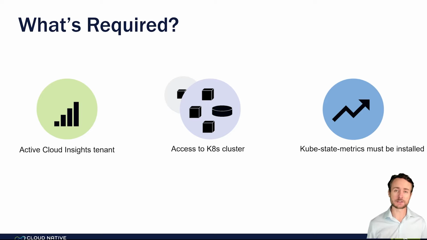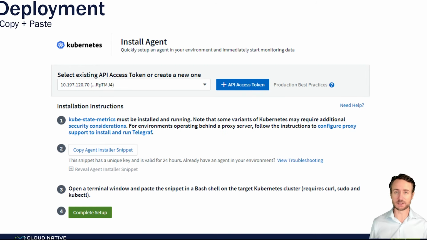Next, you do need access to your Kubernetes cluster. We're going to be running some commands like curl, sudo, and kubectl, so it's important you have access to that cluster. And if you do not, you have access to the cluster administrator who can help us with this. Last but not least, we do need kube-state-metrics to be installed and running. Now, if you're already using something like Prometheus or other monitoring tools, odds are you have kube-state-metrics running in the environment. If you don't, there's some great documentation on getting this deployed within your cluster. It's very straightforward. From there, it is a simple copy and paste.